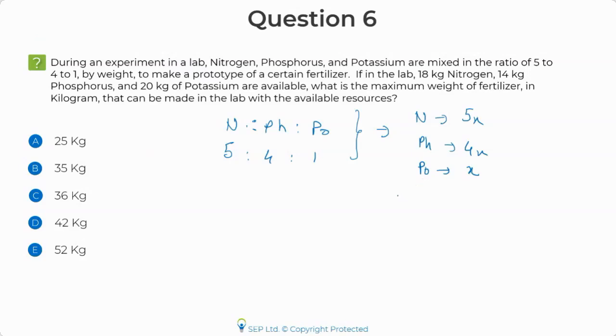Okay. So for that experiment, the total quantity that I'm using, so the maximum weight of the fertilizer, would be in this case 10x. Okay. So if I want to find out the maximum weight of the fertilizer, I need to find out the value of x. If I can get x, I'll know the weight of the fertilizer. Okay. As simple as that. That's what they're asking. But understand that while we are creating this fertilizer, we need to have sufficient nitrogen, phosphorus, and potassium in this particular ratio to create the fertilizer.